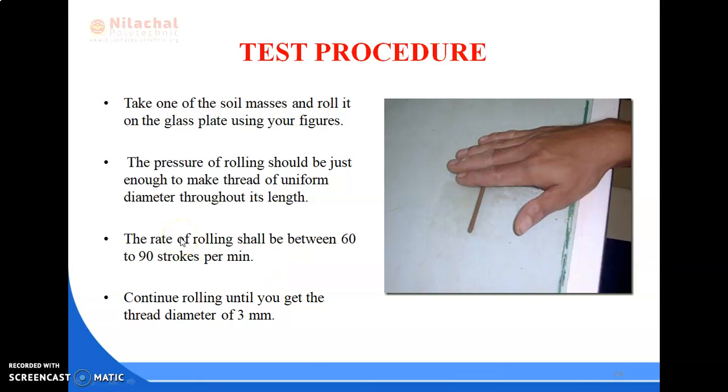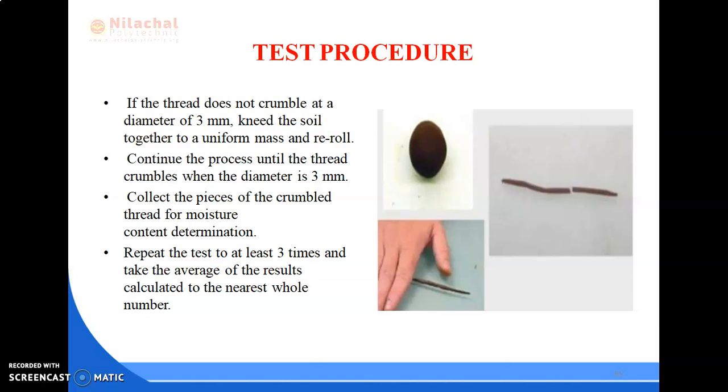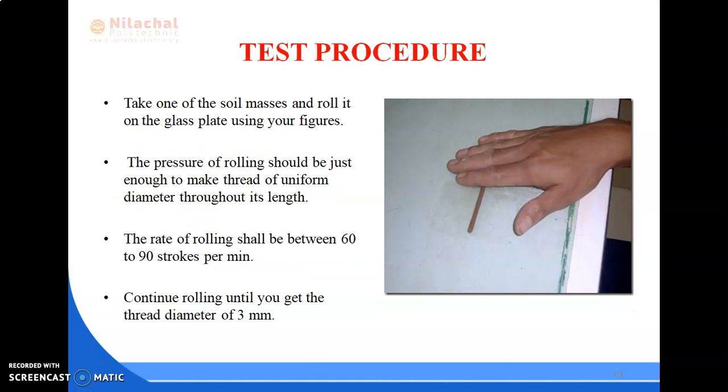The pressure of rolling should be just enough to make a thread of uniform diameter throughout its length, and the rate of rolling shall be between 60 to 90 strokes per minute. Continue rolling until you get the thread diameter of 3 mm. When a diameter of 3 mm is reached, the soil is remolded again into a ball.